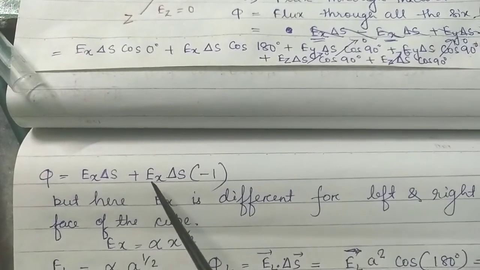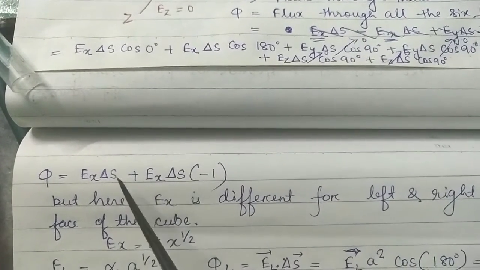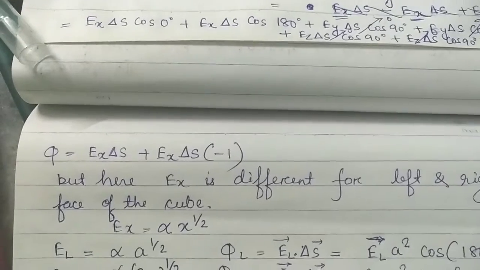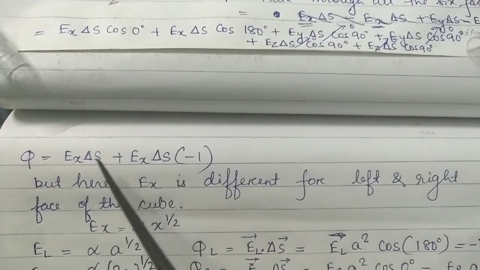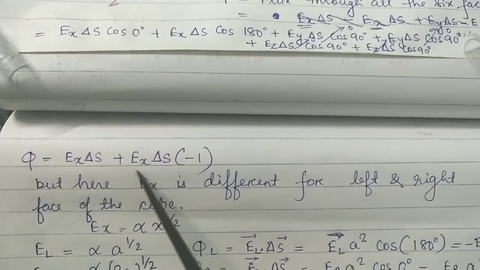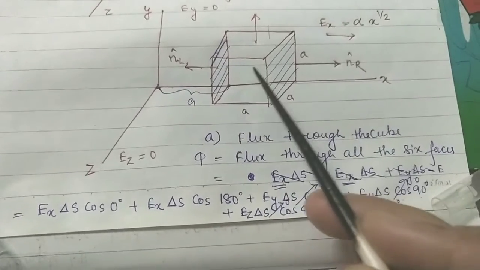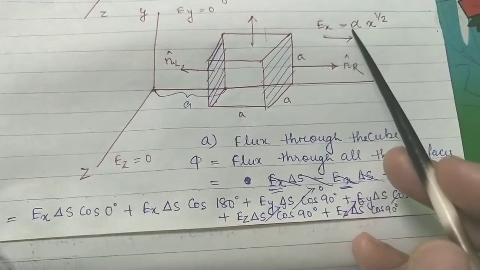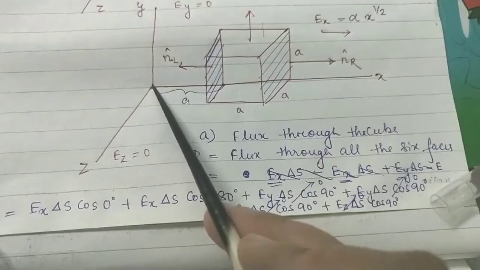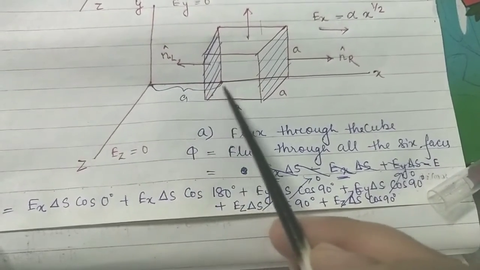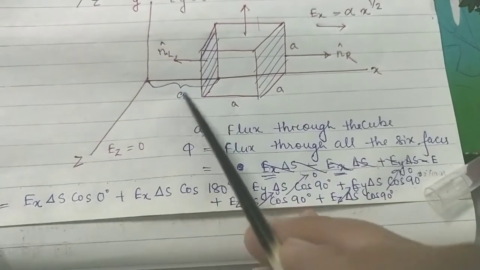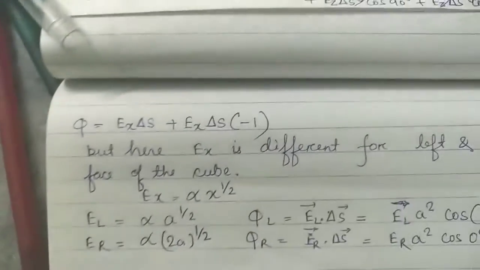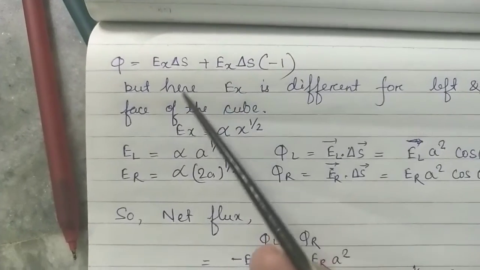Okay, E x del S minus E x del X. Del S, the surface area, is the same, as it is a cube, each face is a, so the surface area will be a square. But here E x is not the same for both faces. For left and right the value of E x is not the same, because E x not only depends on alpha, it depends on x. X is the distance. For the left face the value of x equals a. For the right face, the value of x equals a plus a, that is 2a. So the value of E is different for the left and right face.